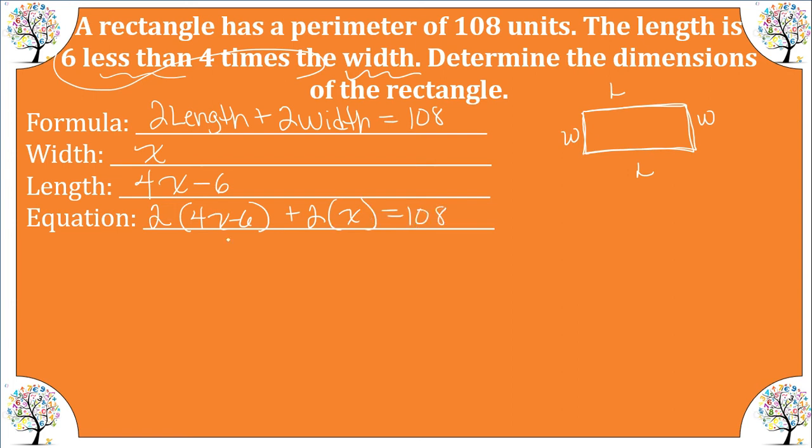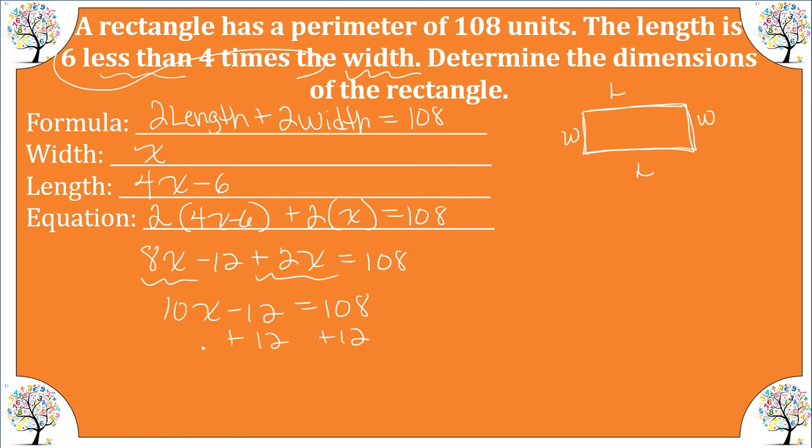Now let's distribute to get rid of the parentheses. So we have 8X minus 12 plus 2X equals 108. We're going to combine like terms, and we have 10X minus 12 is equal to 108. Isolate X, add 12 to both sides. This gives us 10X equal to 120. Divide by 10. And X, our width, is going to be 12.